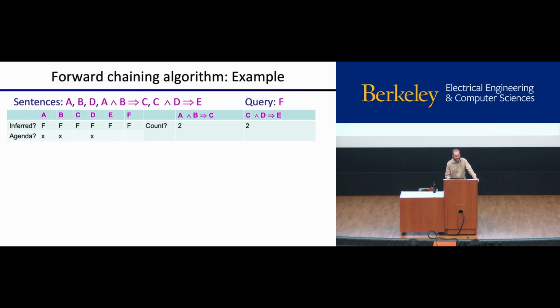Here are our sentences, A, B, D. A and B implies C. C and D implies E. And we want to know whether this knowledge base entails, whether we can deduce from this, F. Now, spoiler alert, of course not. F doesn't appear anywhere in here. How could we possibly deduce F from these sentences? But I'll run you through the algorithm to show you how it works.